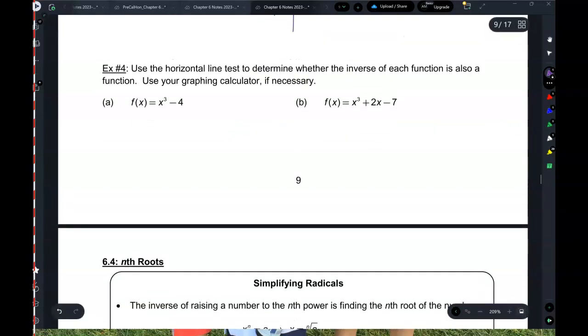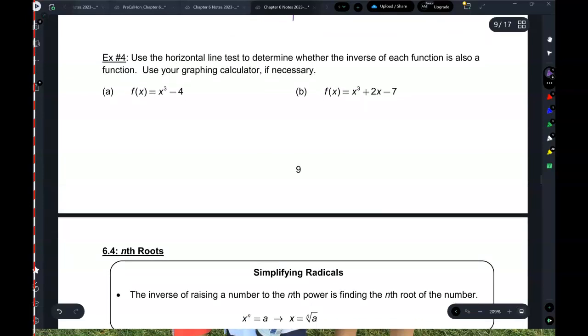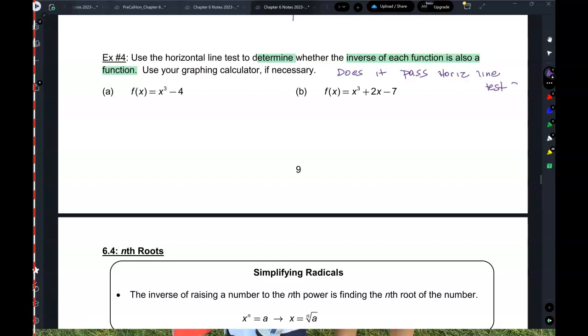Use the horizontal line test to determine whether the inverse of each function is also a function. Okay, so determine if the inverse is a function. This means, does it pass the horizontal line test? So if it passes, that means its inverse is a function. Okay, so go ahead and take out your calculators. Let's graph these two.